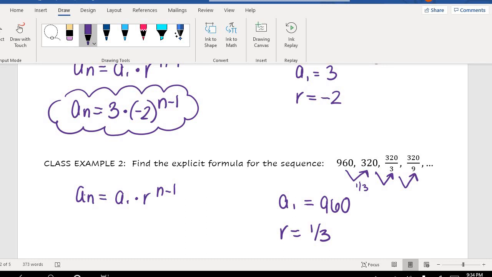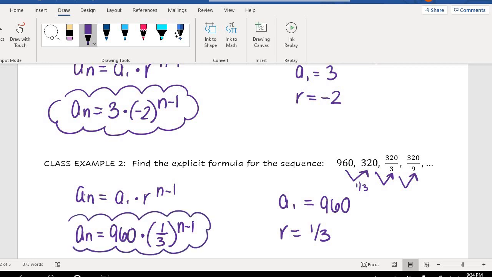Now that you have that, all we have to do is substitute it in. So a sub n equals 960 times 1/3 to the n minus 1 power. And we leave it just like that. So that's the explicit formula that you could use to find any term number here. So for example, if you were asked to find the 20th term, we would now substitute in 20 instead of listing them all out.